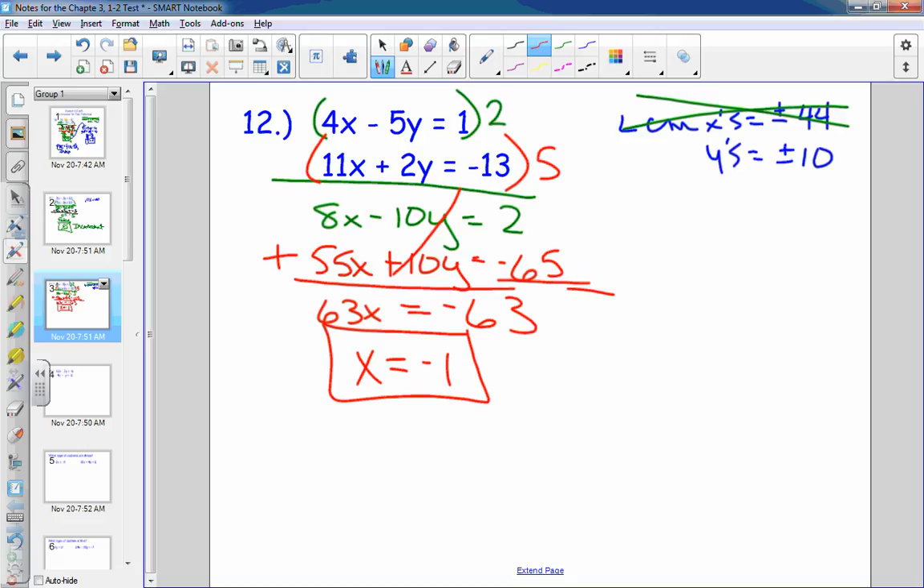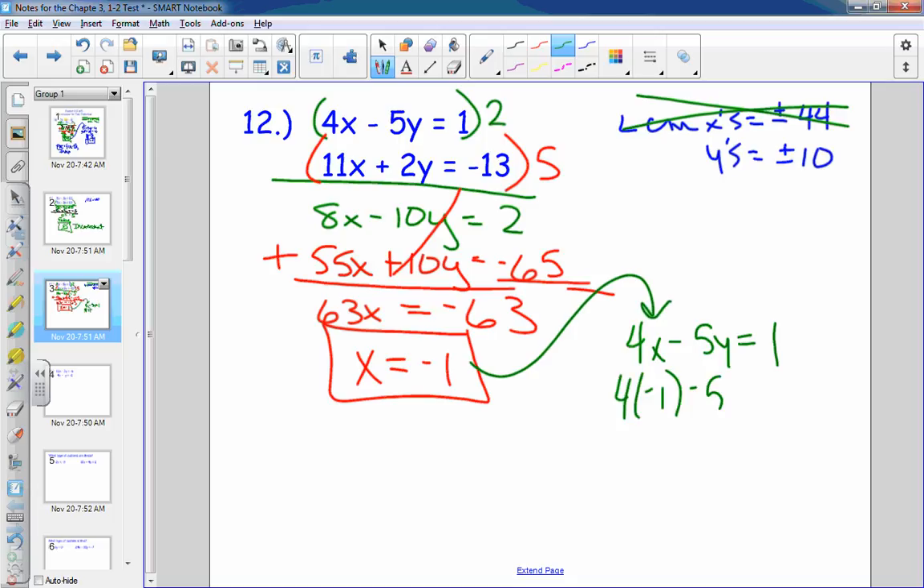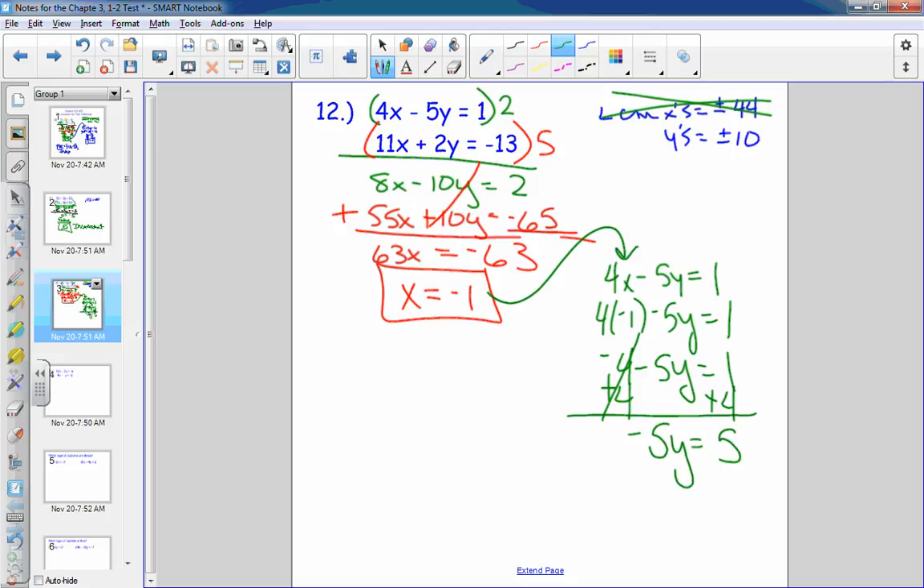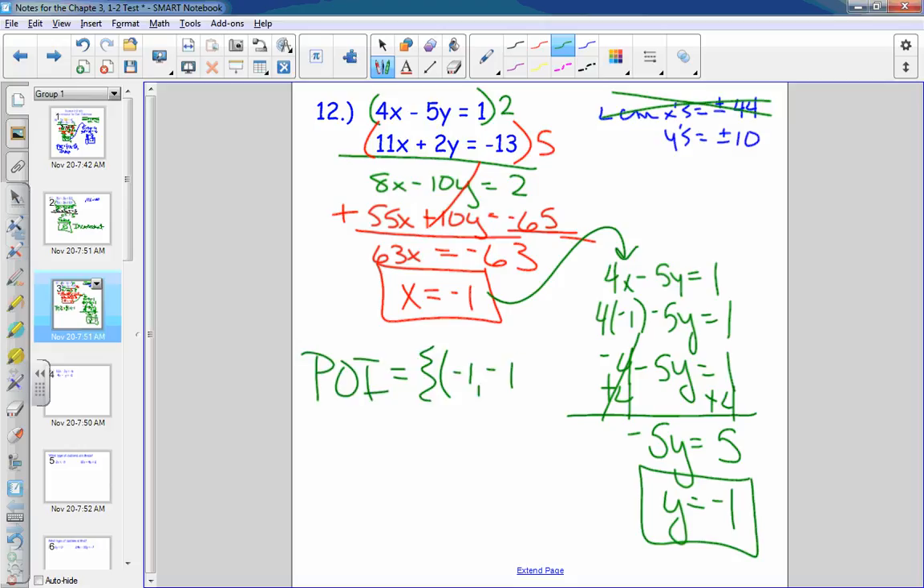Now, with that said, I need to go ahead and find y. How do I find y? I go to one of the original equations. It doesn't matter which one. I'm going to choose the top one. The numbers are nicer. And I'm going to plug in what I know. 4 times negative 1 minus 5y is equal to 1. Negative 4 minus 5y is equal to 1. Add the 4. Negative 5y is equal to 5. Divide by negative 5, and you're going to get y is equal to negative 1. So again, my POI, x is negative 1, y is negative 1, and this is going to give you an independent system. Okay?